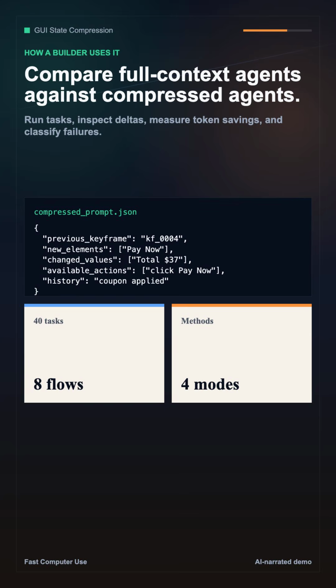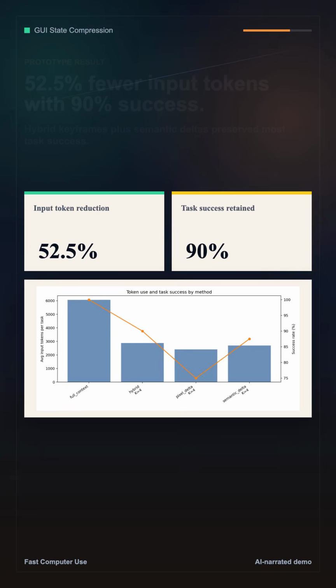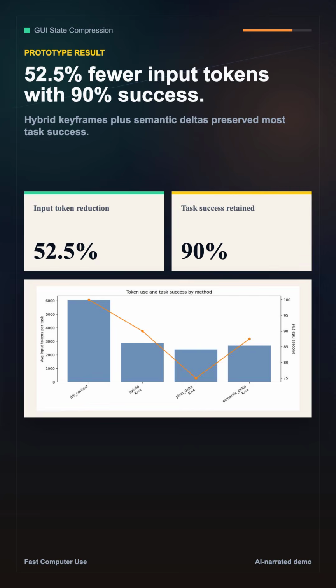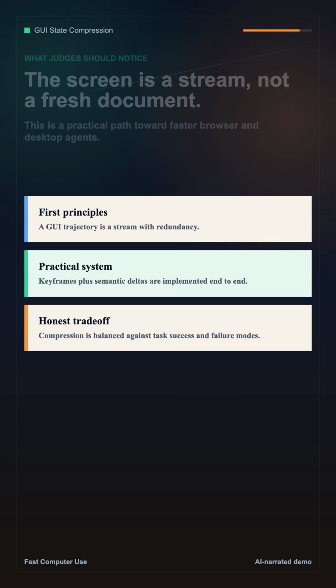The prototype runs a deterministic 40-task benchmark across form filling, search, file navigation, settings, checkout, email, dashboard filtering, and document editing. The key result: the hybrid keyframe plus semantic delta method reduced average input tokens from 6061.8 to 2877.2 per task. That is a 52.5% reduction, while preserving 90% task success against a full context baseline.